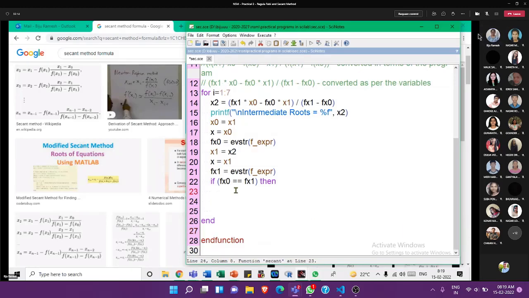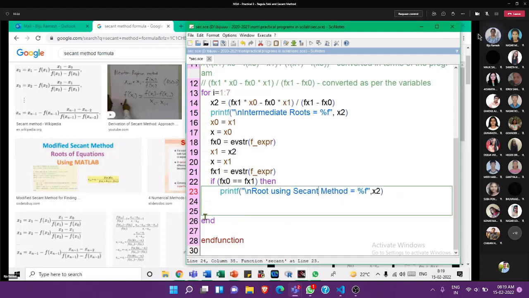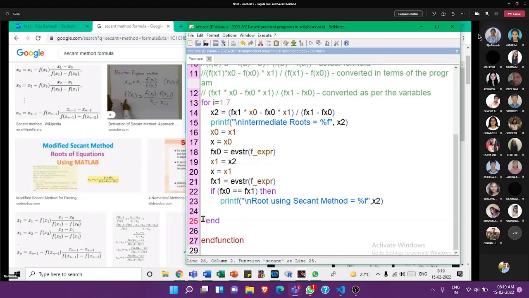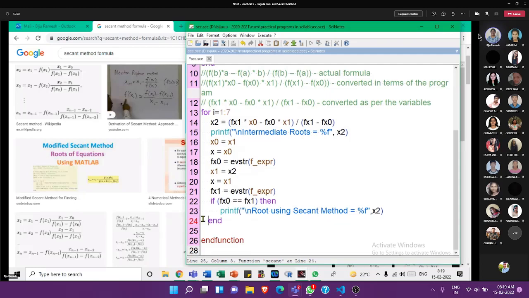Control X, Control V, x2. That is your new root using the Secant method. So you can do it this way also. I'm just adding 10 in the beginning. We can see where we can stop. It will stop automatically.